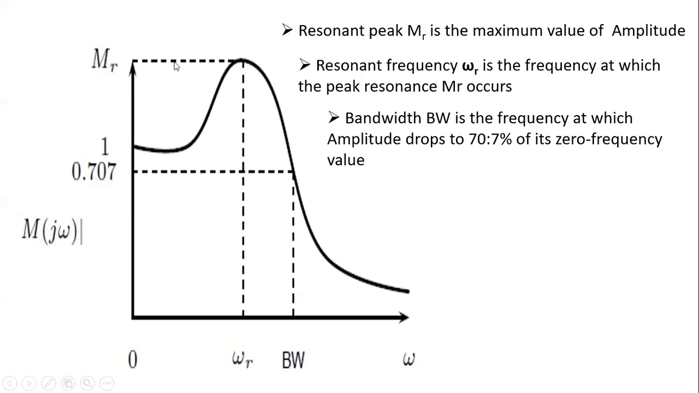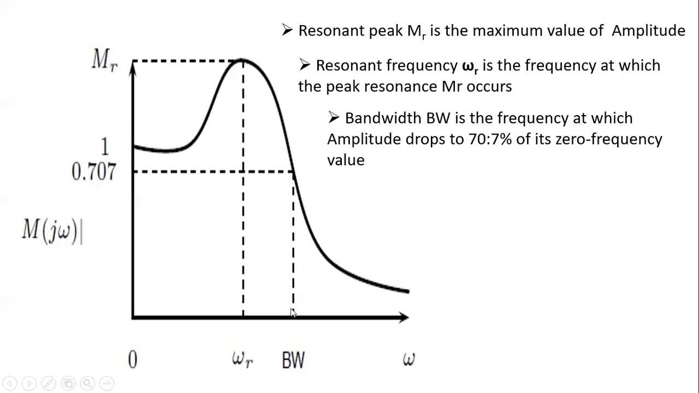The resonant peak is the maximum value of amplitude, appearing for the first time. Then the resonant frequency, omega R, is the frequency at which the peak resonance occurs. So M R is the resonant peak and omega R is the resonant frequency, the frequency at which the maximum peak M R occurs.